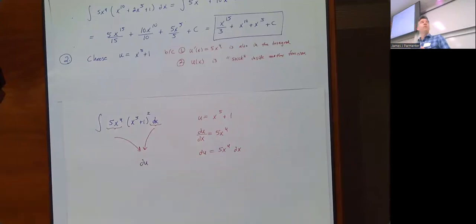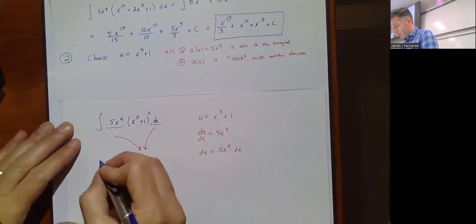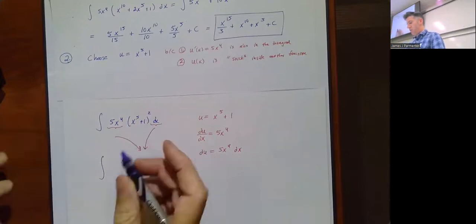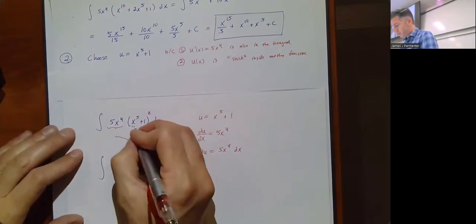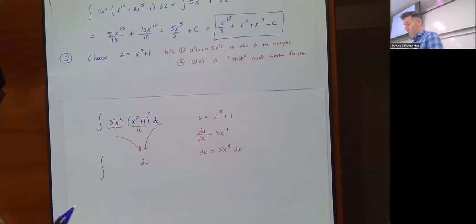So again, when you're doing a u substitution, you want to make sure you take care of whatever has dx changing into du first. And then after that, deal with the rest. So then the rest of it is, oh, I have u squared. So I'm just going to write u squared.